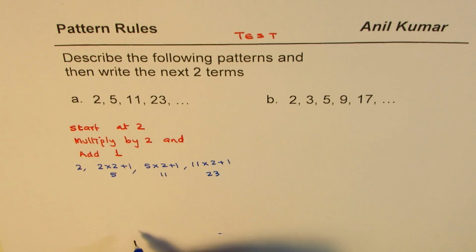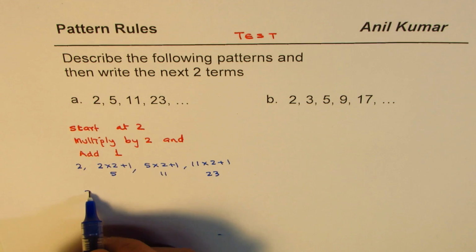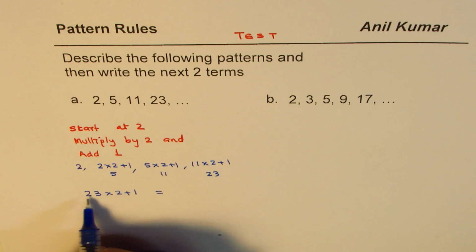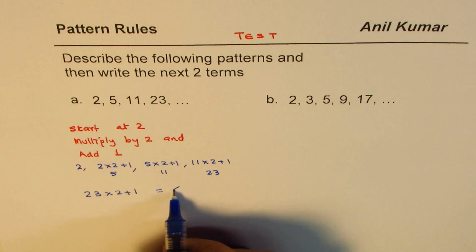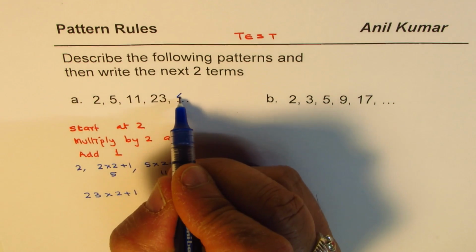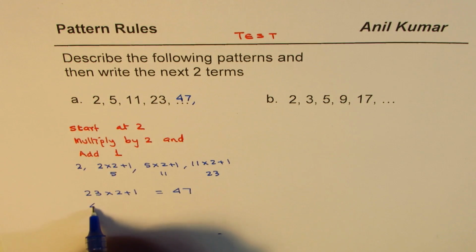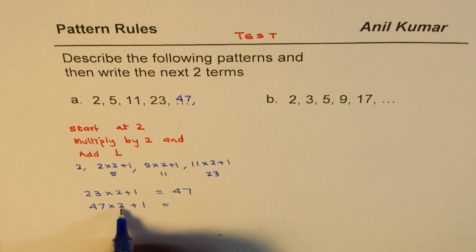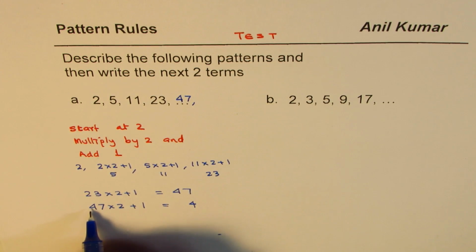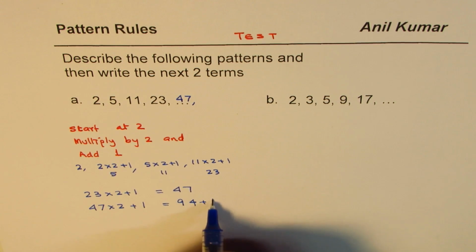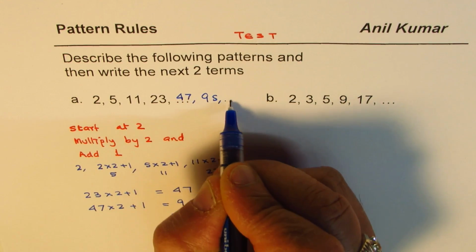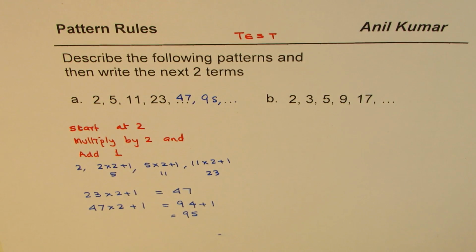So how do we get the next number? Well, with 23, we can multiply 23 by 2 and add 1. And that gives us double of 23 is 46 plus 1, 47. And next should be twice 47 plus 1, right? So 2 times 7 is 14, 2 times 4 is 8, 94, plus 1, that is 95. So the next number is 95, right? So as an exercise, you can find the next number.